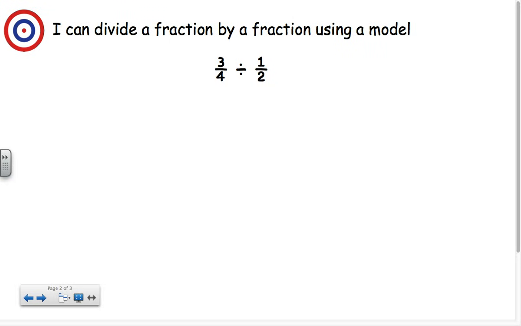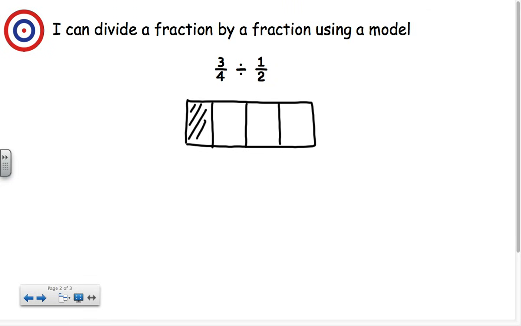We have 3/4 divided by 1/2. And I'm going to use a model again to show how this looks. I'm going to start with 3/4. So I'm going to divide my model up into fourths, and I'm going to shade in 3/4. That's how much I have. And what I want to know is how many 1/2 size pieces I can make out of 3/4.